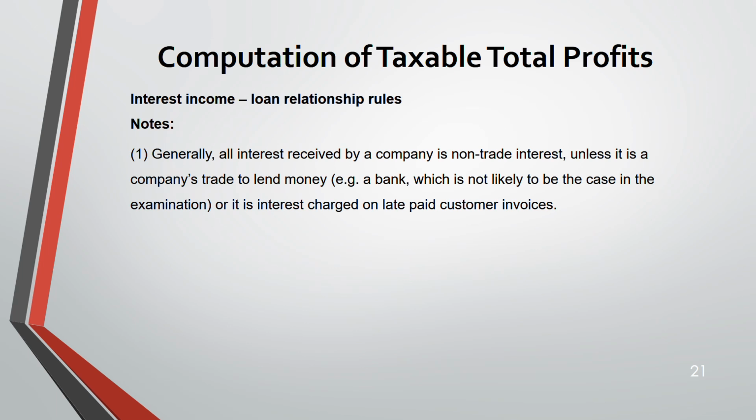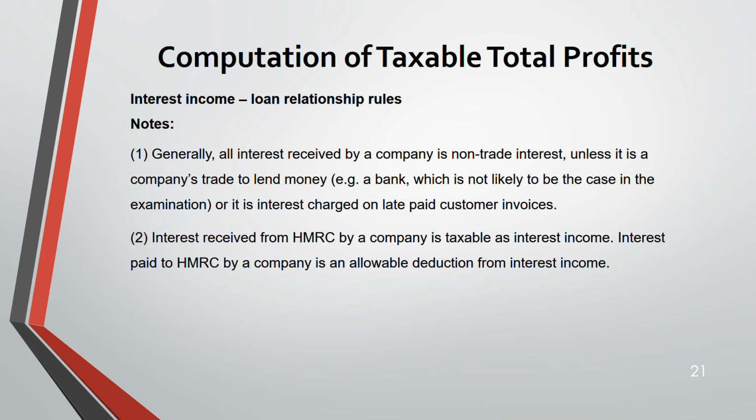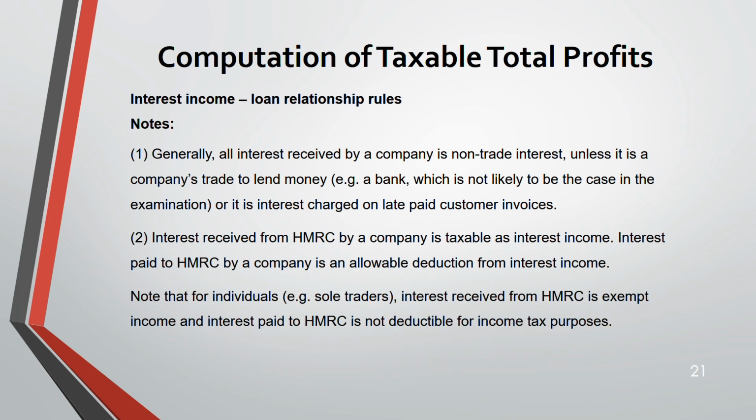Okay. Or it is interest charged on late paid customer invoices. So that's why we don't have any income. Then second, any interest received from HMRC is taxable as interest income. Interest paid to HMRC, you can deduct as an interest expense. Then for sole trader, interest received from HMRC is exempt income, and interest paid to HMRC you can't deduct for income tax purposes. This is the difference.